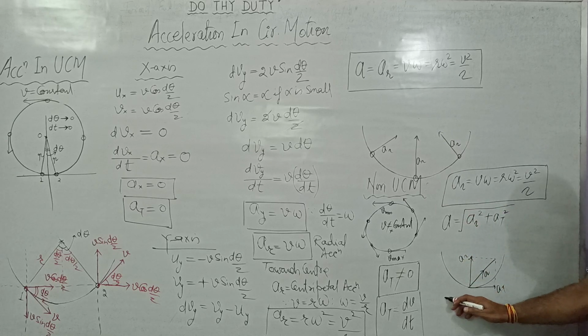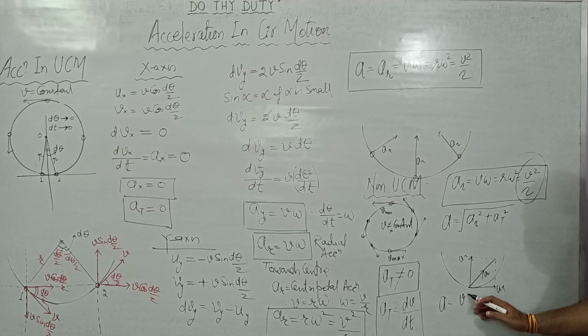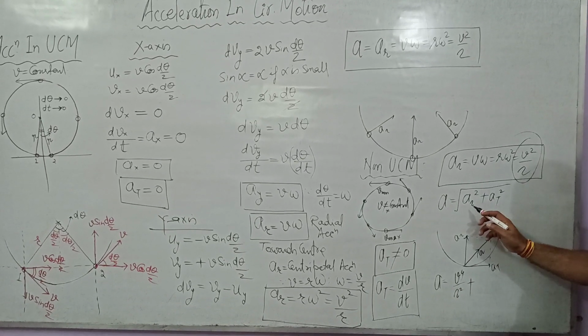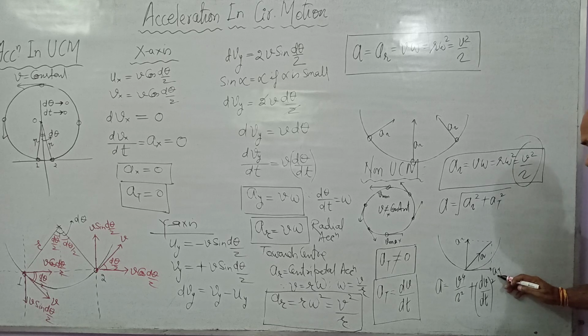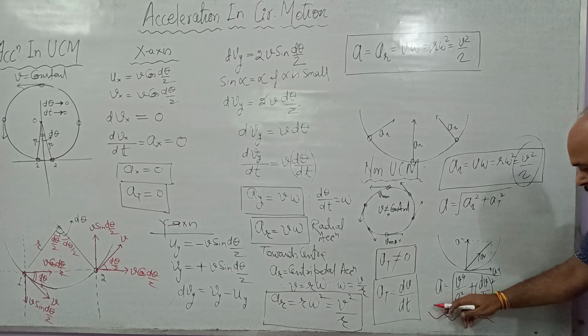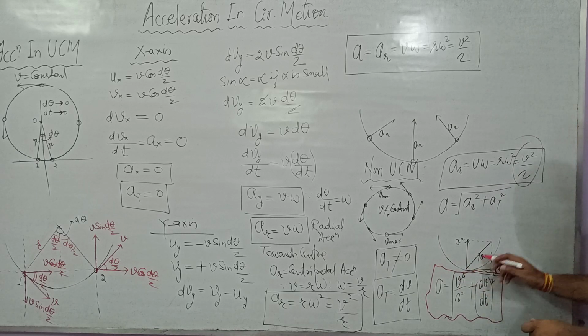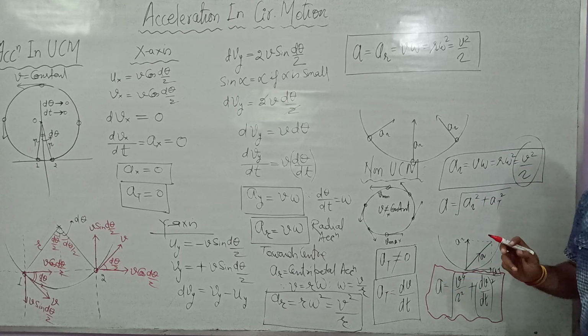So what is this A? AR can be written as V square by R, so A is the square root of V to the power 4 upon R square plus AT, which is dV by dt, whole square. So this is the acceleration in non-uniform circular motion. And remember, this acceleration is neither towards center nor along tangent. It is somewhere in between.